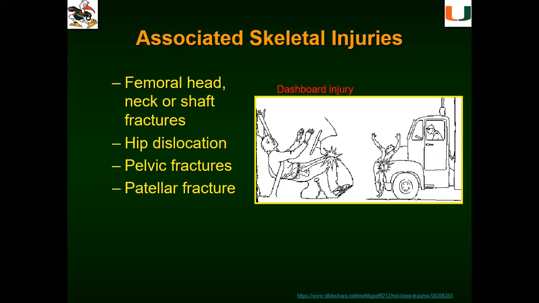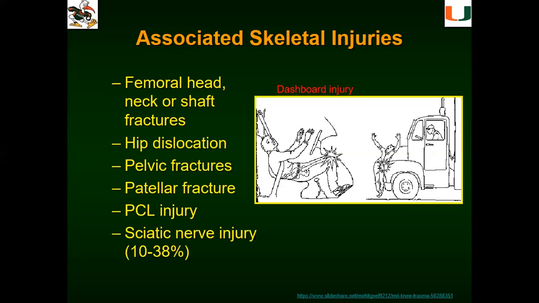So you have concomitant pelvic fractures, obviously patellar fractures. And if it's a dashboard type injury, you worry obviously about a PCL injury. And then again, a tibial neurovascular injury at the level of the knee. And as I mentioned, sciatic nerve injury is the most common nerve injury regarding acetabular fractures that we see in our practice. It's been reported up to 38%. And again, it's the peroneal division, obviously.